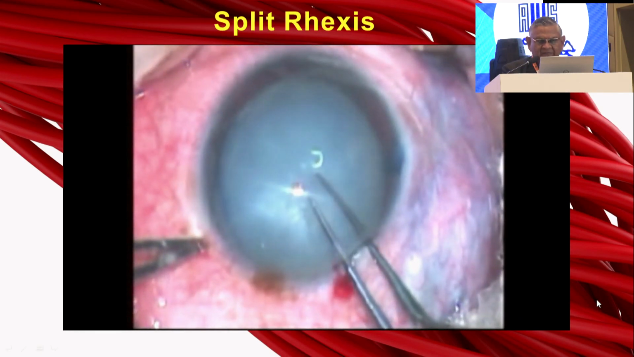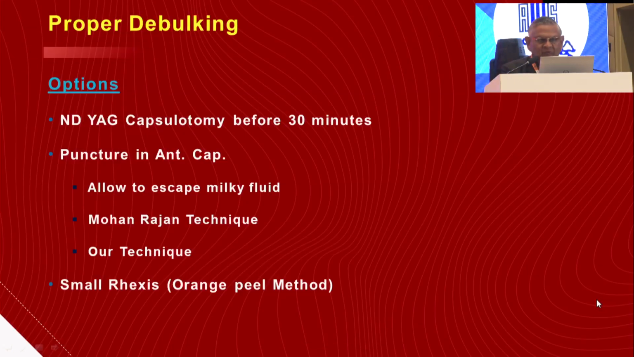And then there are methods to debulk the pressure. The options we have are either you do the YAG capsulotomy about 30 minutes before, or you make a puncture in the anterior capsule and allow the milky fluid to escape. Then there is the Mohan Rajan technique. Of course, it is not our own technique, but we have modified it a little. You can do a small rhexis initially, the orange peel technique, and then you do the nucleotomy.